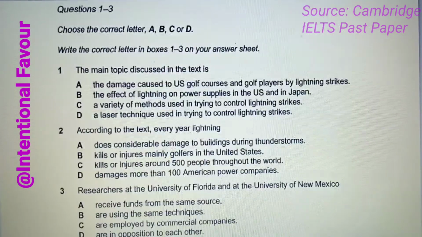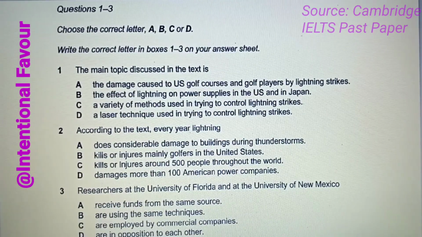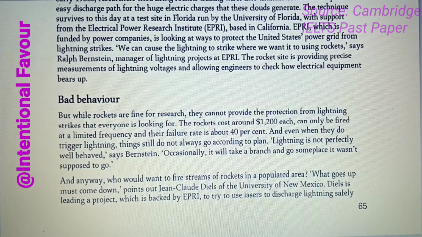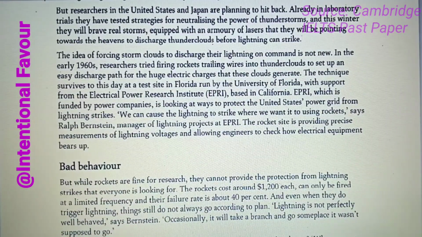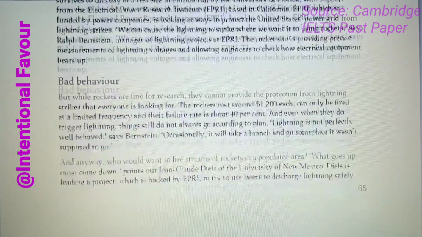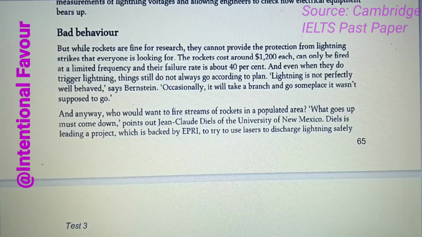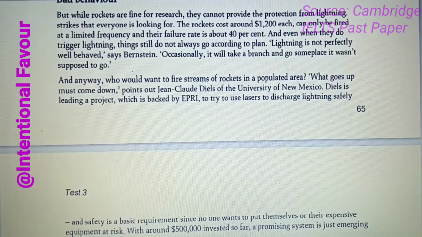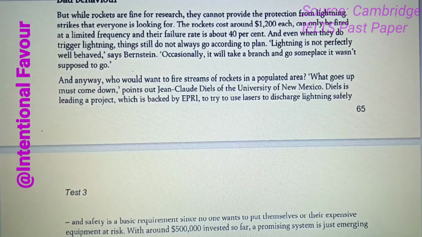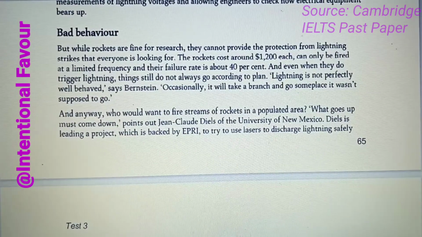So when it comes to technique, are they using the same technique? Let's find out. Remember the technique that the University of Florida uses about forcing storm clouds to discharge their lightning and all that. What technique do these people now use? Okay, so Dels is leading a project which is backed by EPRI to try to use lasers to discharge lightning safely. This is a technique that they are using. Use of lasers, which is even what the whole text is all about. Using lasers to fire back at lightning to control lightning.